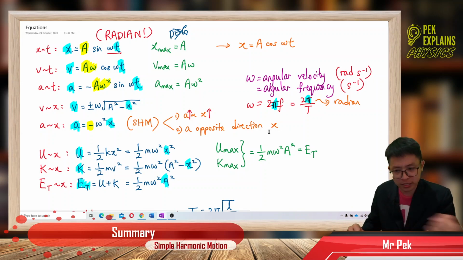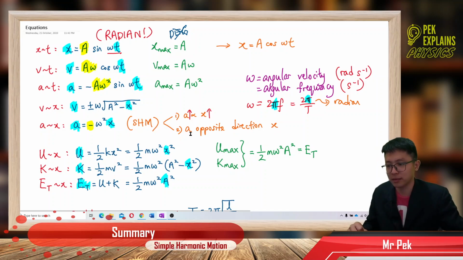So the expansion of the spring is x. The spring pulls back, which is the acceleration, because it's the force, the restoring force. F equals ma. Force is related to acceleration. Okay? Good. This is simple harmonic motion.